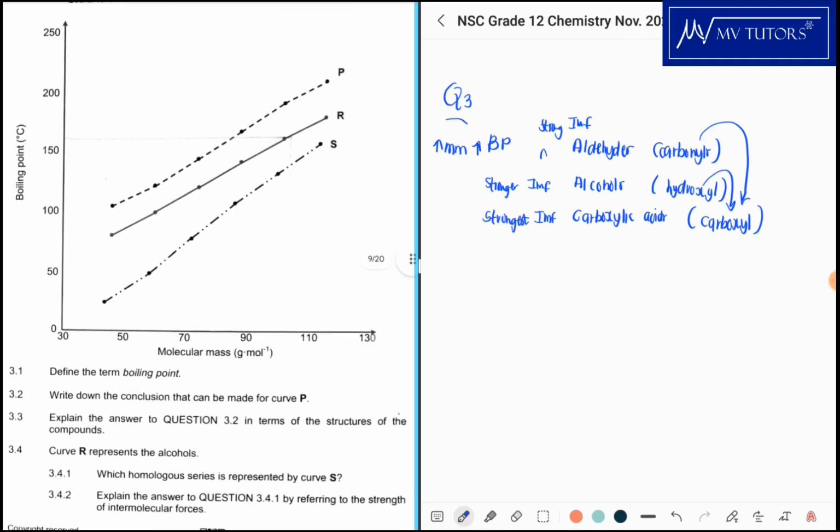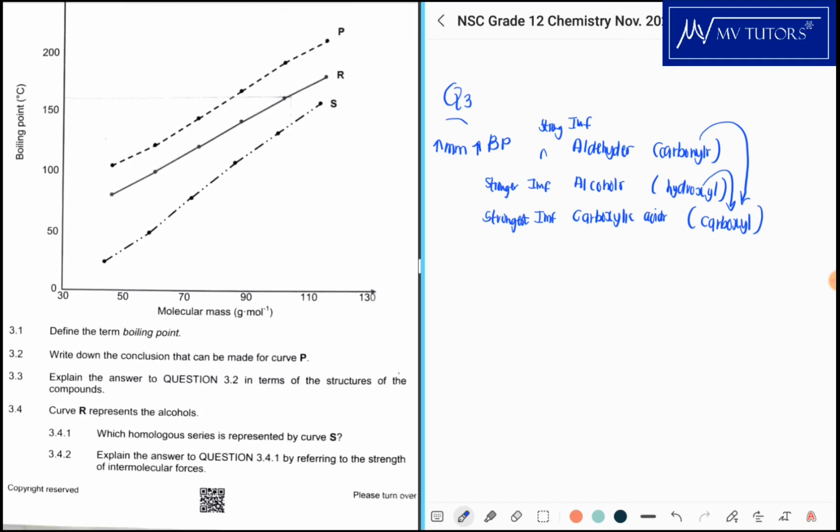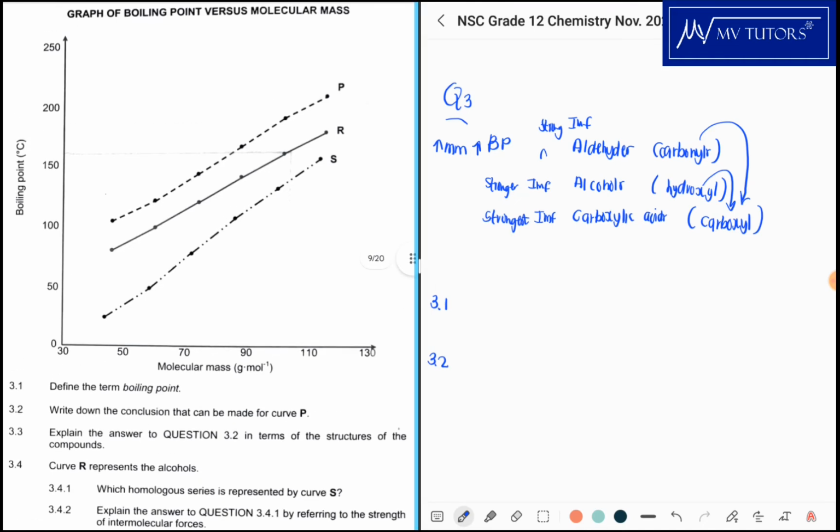Now let's get to the actual questions. 3.1 says define the term boiling point. Boiling point is the temperature at which the vapor pressure of a substance is equal to the atmospheric pressure. And then 3.2, write down the conclusion that can be made for curve P.